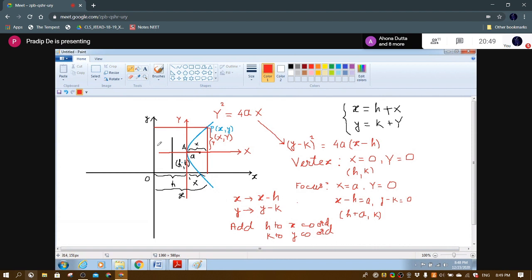Now if I give you another parabola, say for example, to find the length of latus rectum, what will we do? That will be the coefficient of this x minus h. That coefficient will be 4a, the coefficient of x or the coefficient of y, the linear term.